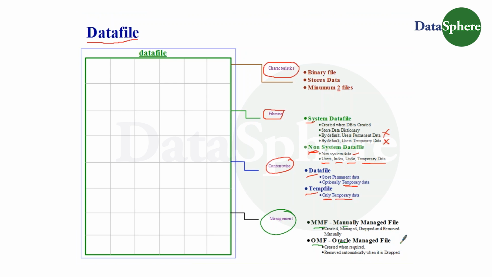But when you consider manually managed files, they are not so useful, but in one way they are useful also. Experts can use them because we can store the file in whichever location we want, so that we can distribute the IO. If you don't have an IO distribution mechanism, then you can go for Oracle managed files.